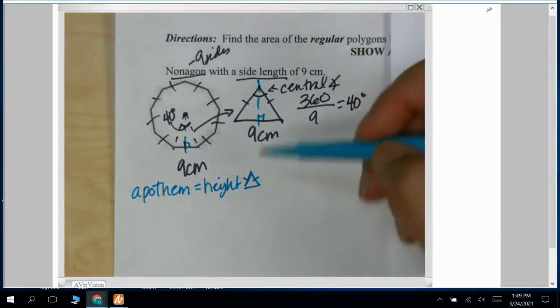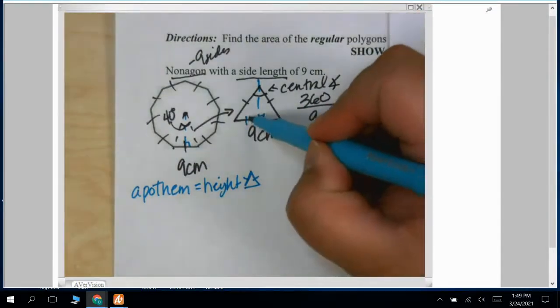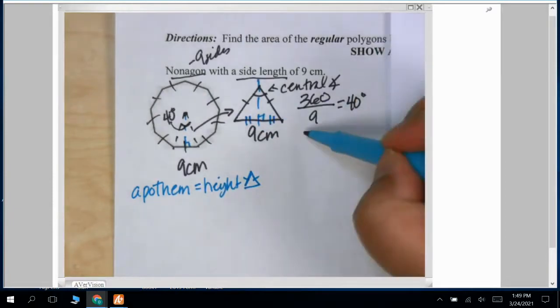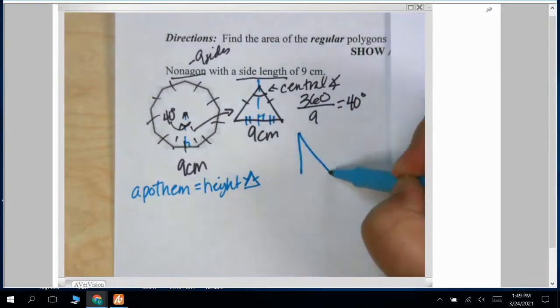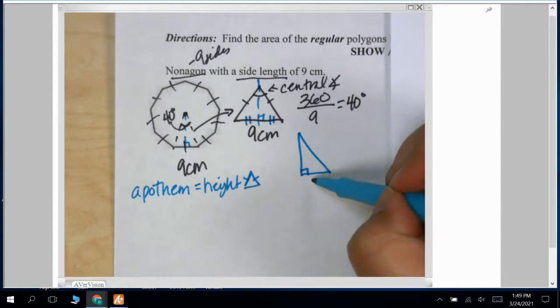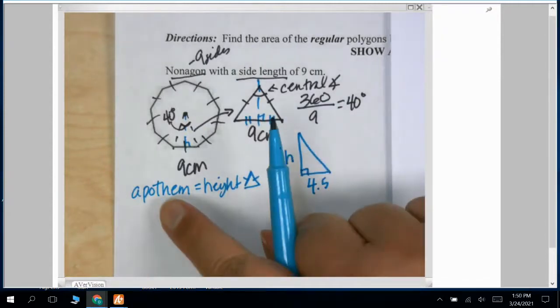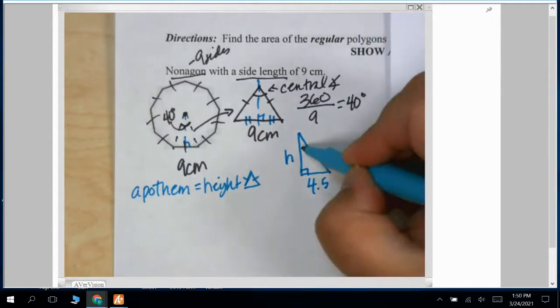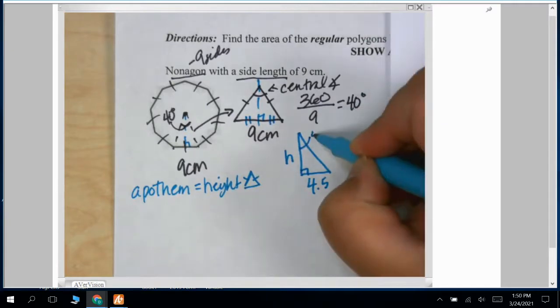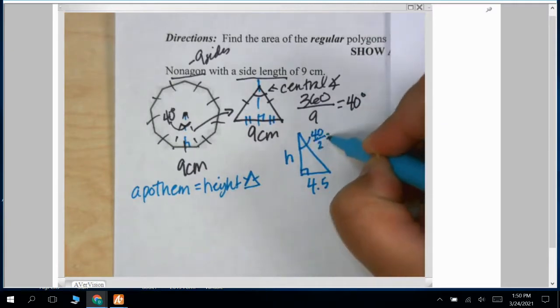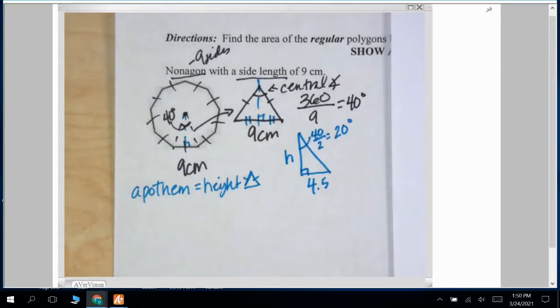So when I cut it in half, remember that bisects the base. So I'm going to separate it out. So this is really 4.5 because 9 divided by 2 is 4.5. I want to figure out what this height is, which is really my apothem. And this angle also got bisected. So 40 got divided in half, and I get 20 degrees.